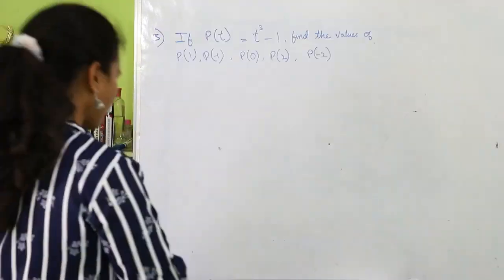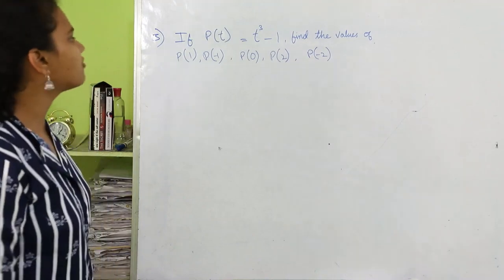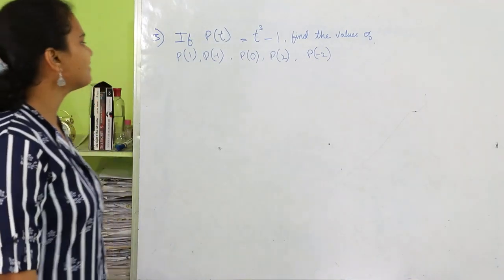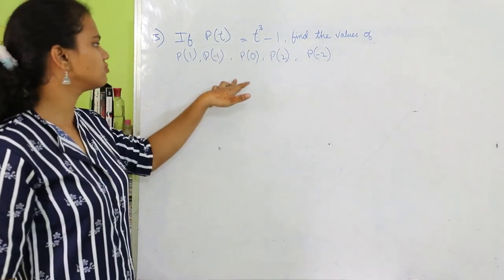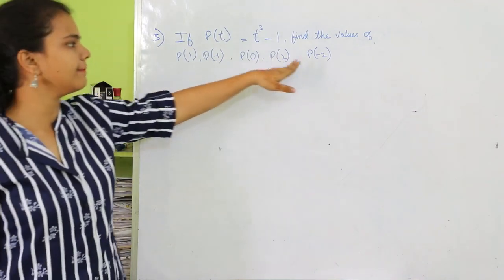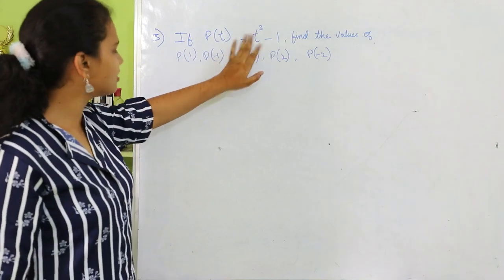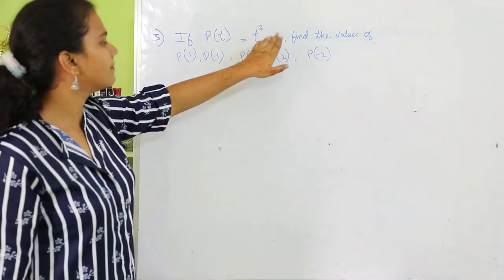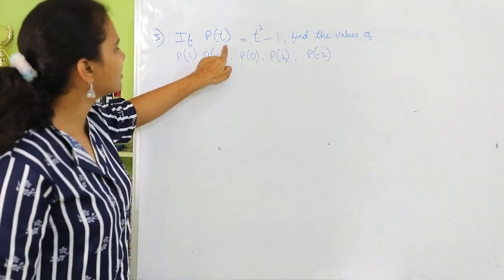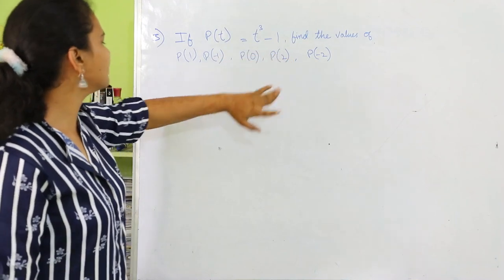Let's go for the third. Third question: if p of t equals t cube minus 1, find the values of p of 1, p of minus 1, p of 0, p of 2 and p of minus 2. So guys, the given polynomial is t cube minus 1. If p of t equals t cube minus 1, then find the values.